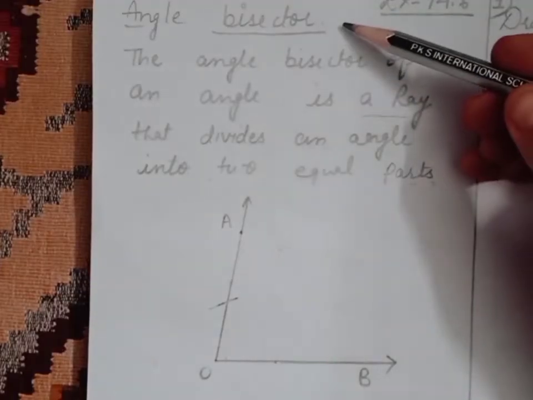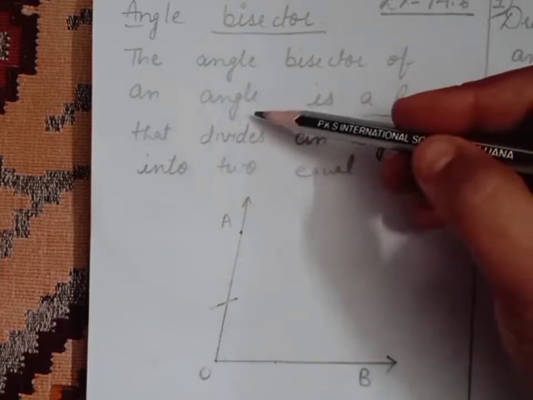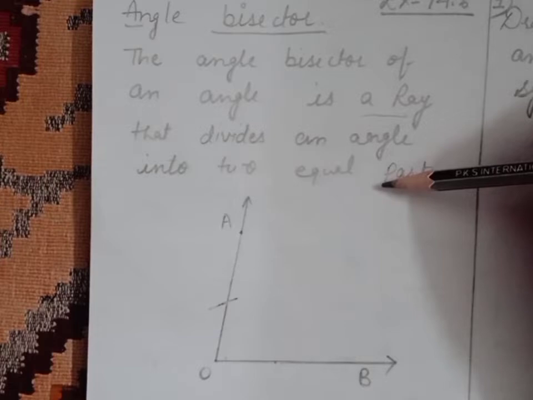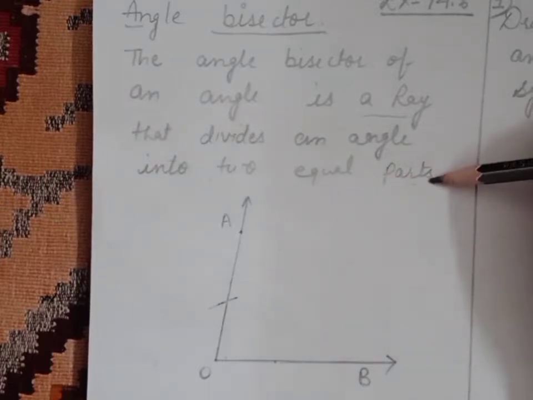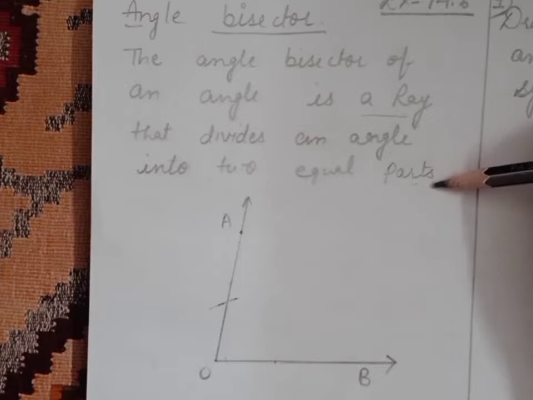Now students, we will learn about angle bisector. The angle bisector of an angle is a ray that divides an angle into two equal parts. A ray that divides an angle into two equal parts is called the angle bisector of an angle.